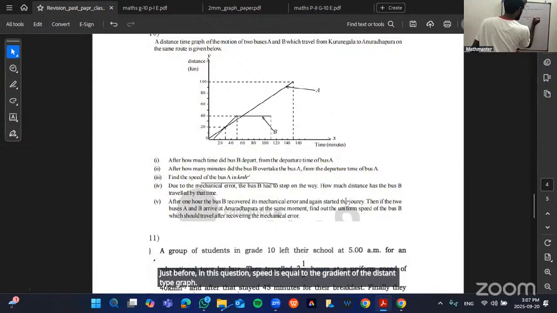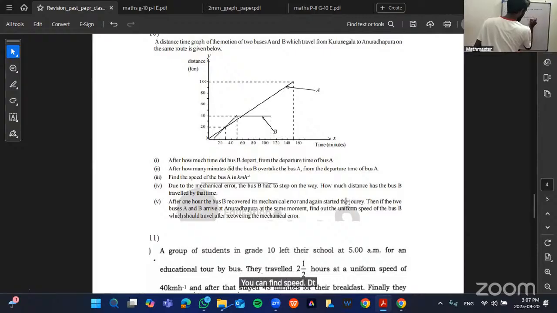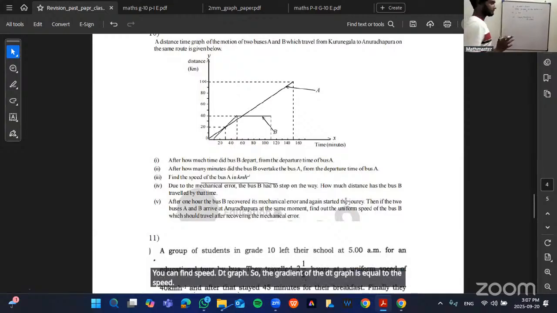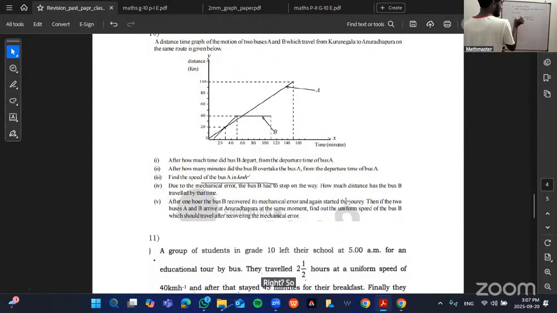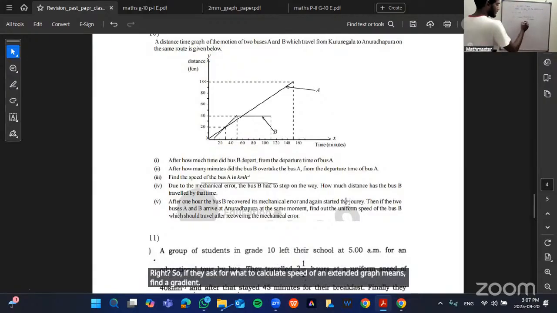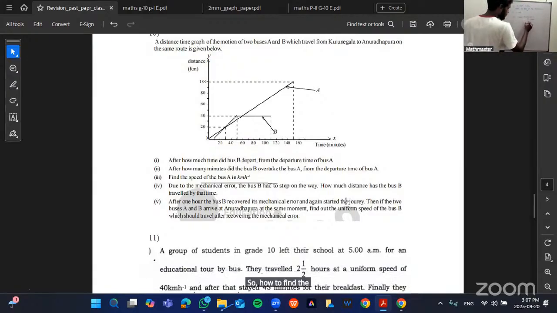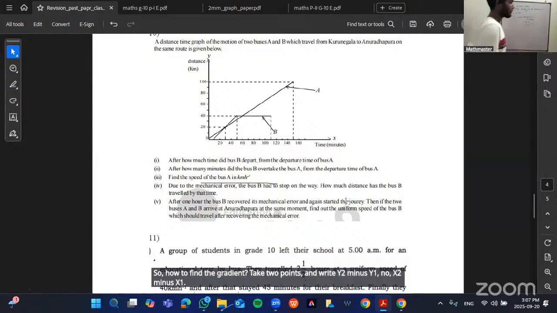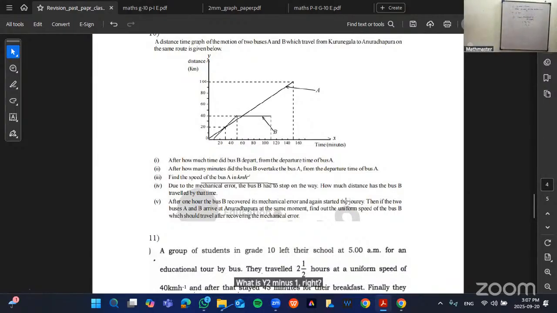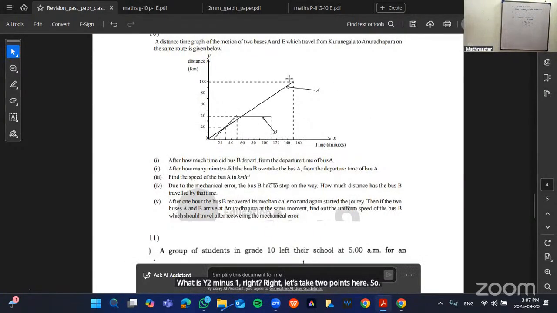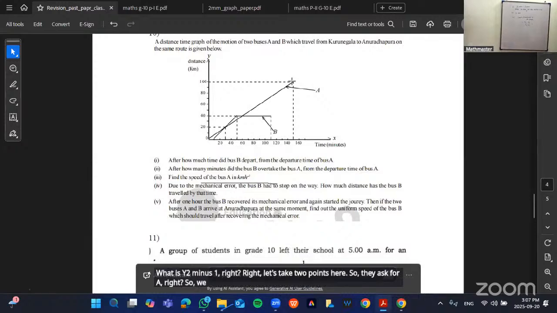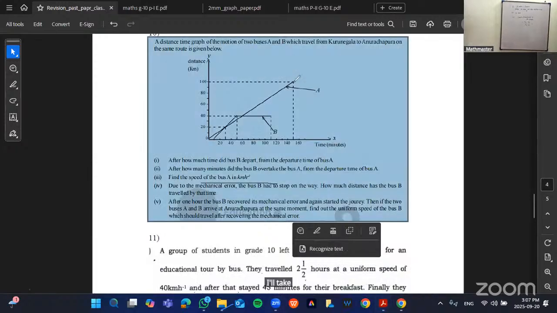You can find speed from the distance-time graph. The gradient of the distance-time graph is equal to the speed. So if they ask to calculate the speed from a distance-time graph, find the gradient. How to find the gradient? Take two points and write y2 minus y1 over x2 minus x1. Let's take two points here. They ask for bus A, so I'll take this point and this point.